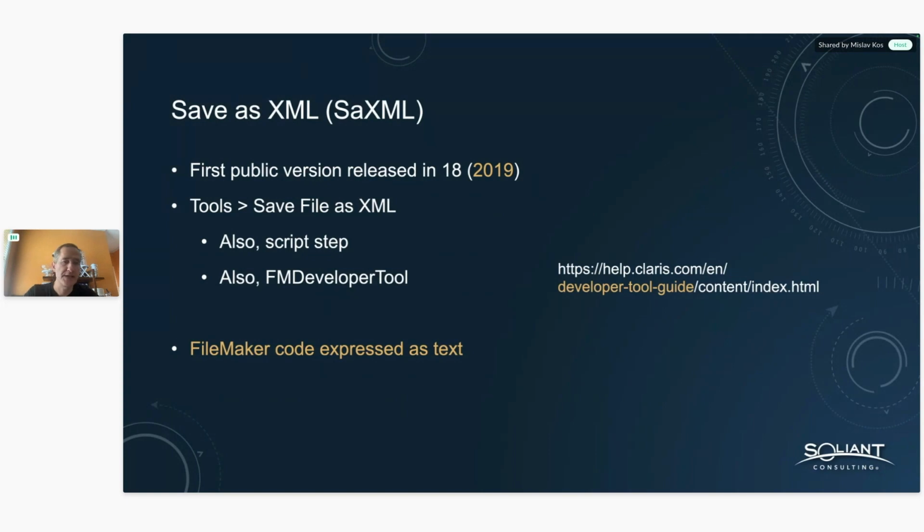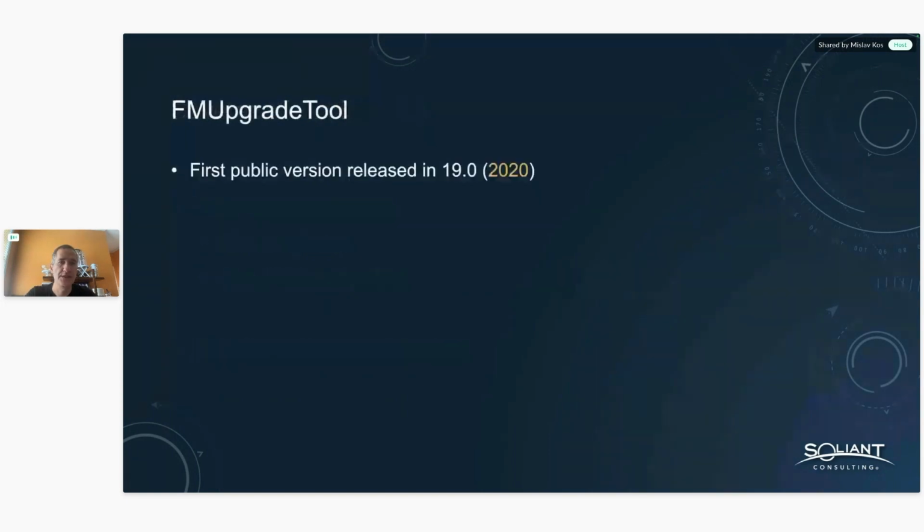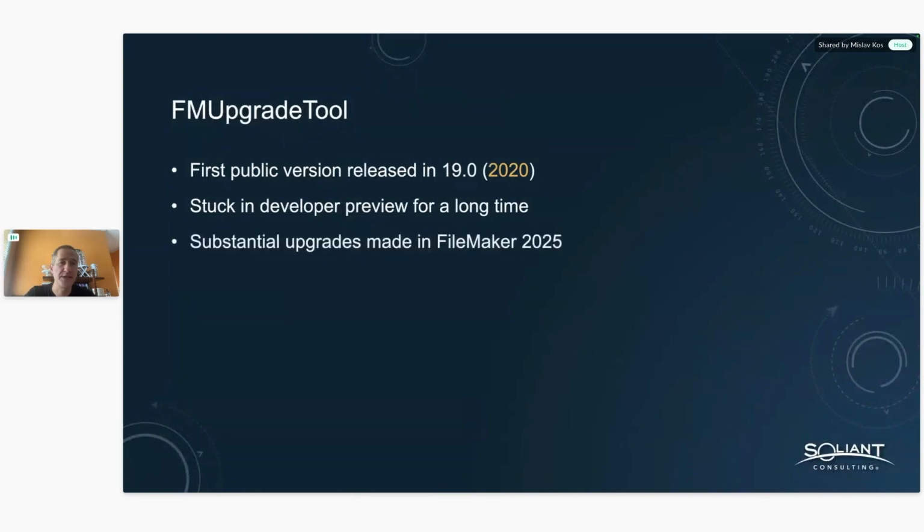So that's SaXML. The other piece of it is the upgrade tool. And that was first released in 2020, but it's kind of been stuck in developer preview for a long time. But the most recent release of FileMaker has made substantial upgrades to it. And so that is very exciting to see.